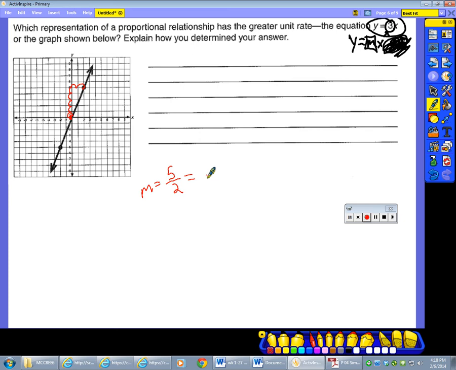Okay? But it's not really, because if you were to turn this into a mixed number like you learned in 6th grade, you would divide 5 by 2. 2 will go into 5 2 times. 2 times 2 is 4. And you have 1 left over, so that really equals 2 1/2. So the question is, what's bigger, 2 1/2 or 3? And the correct answer is 3. So you would write something to the effect here of y equals 3x has a greater slope.